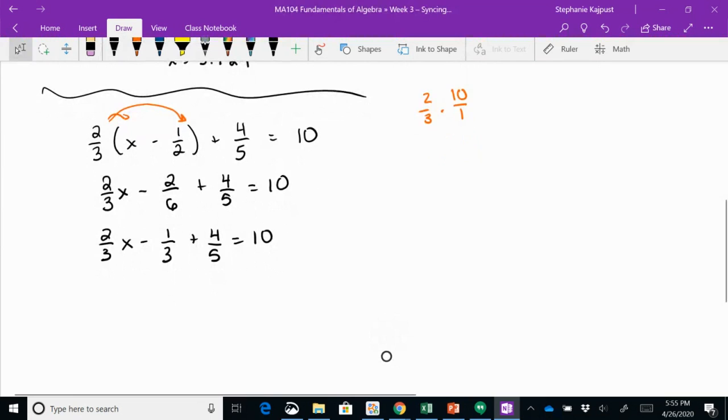So now to clear fractions, you want to find the common denominator. So we've got a denominator of 3 and a denominator of 5. So 3 times 5 is 15. So you can multiply both sides by 15. And you don't have to do the smallest one if you want. You can do the biggest one. It will all figure itself out.